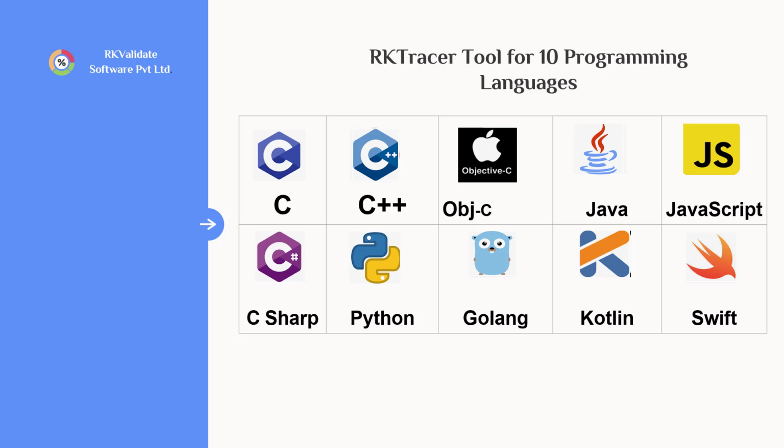Hi guys, ArchiTracer is a code coverage tool for 10 programming languages. It supports all build environments and can generate code coverage when we do unit testing and manual testing of an application, with or without unit test cases.